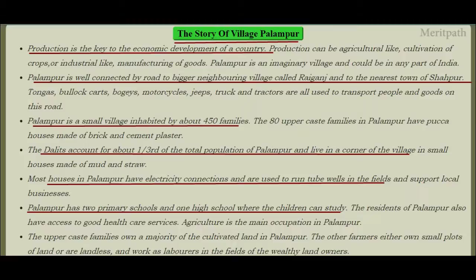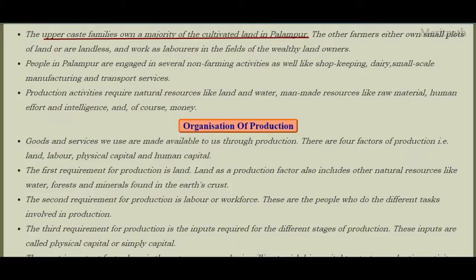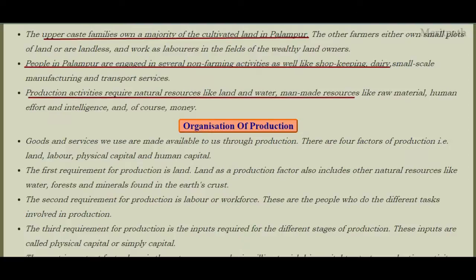Palampur has two primary schools and one high school where the children can study. The residents of Palampur also have access to good healthcare services. Agriculture is the main occupation in Palampur. Upper caste families own a majority of the cultivable land in Palampur. Other farmers own small plots of land or are landless, and they work as laborers in the fields of wealthy landowners. People of Palampur are also engaged in non-farming activities like shopkeeping, dairy, small-scale manufacturing and transportation services.